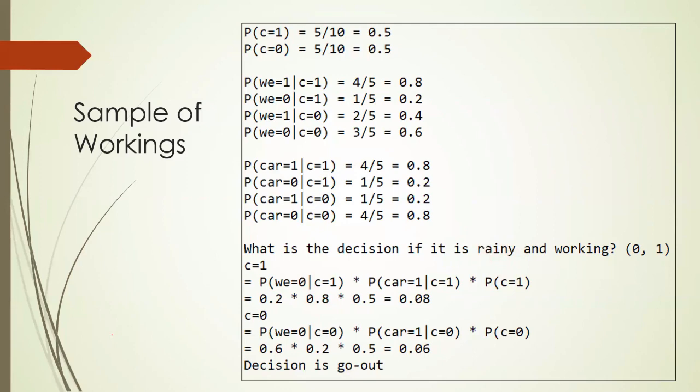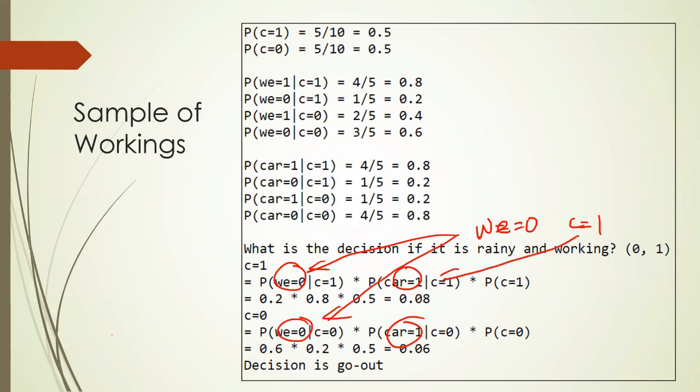It must be rainy, so you have to select because the question you want to know is whether it is rainy and working. So you must select weather 0, and car working, that means car must be 1. So that's why I only choose this one, weather 0, car 1. It must be like this only, because we need to conform to this.